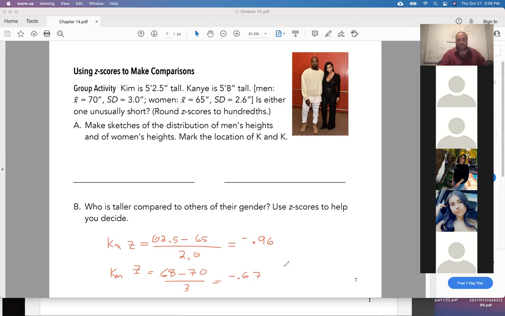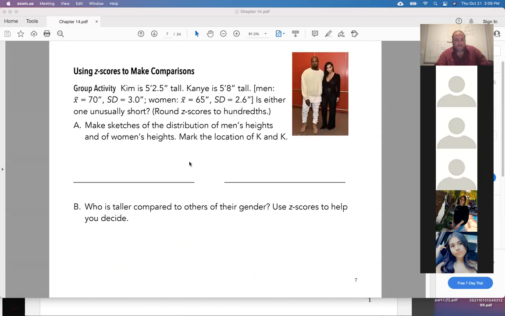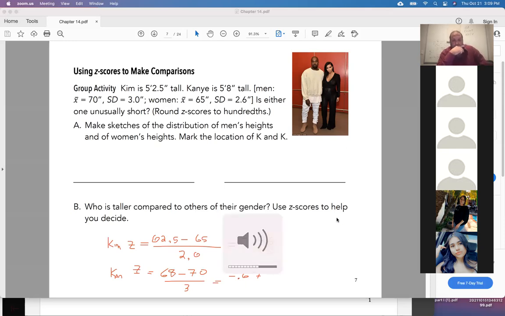Yeah. Okay. Hopefully that's clear for everyone. Wait, sorry, Kim is taller or Kanye? I'm sorry? I missed it. You said Kim was taller? Well, no, Kim is shorter. Kim is 5'2.5". Kanye is 5'8". Shorter than Kanye, but I'm saying in terms of women.